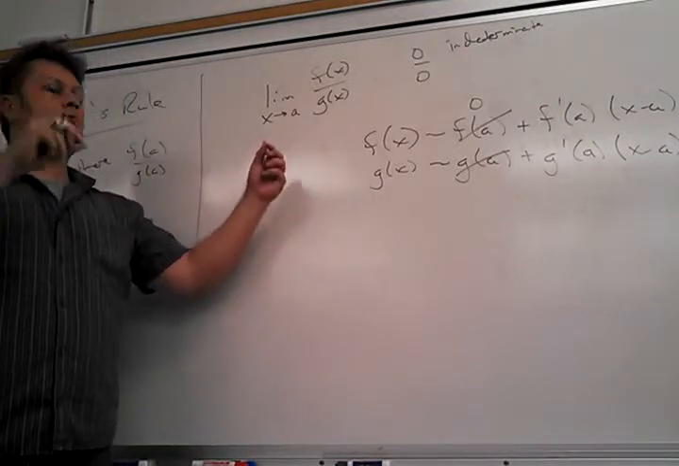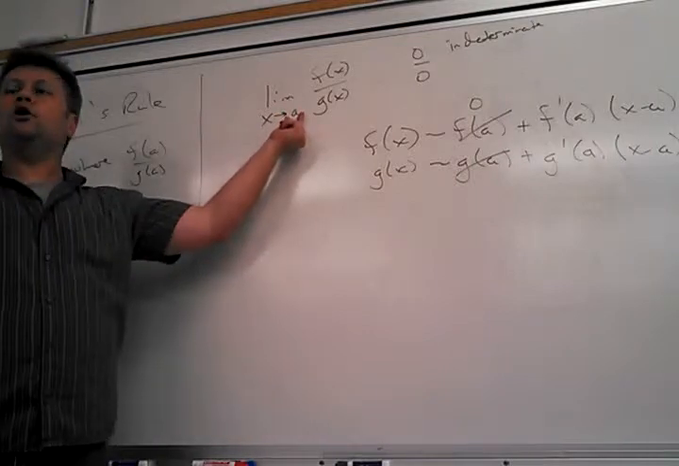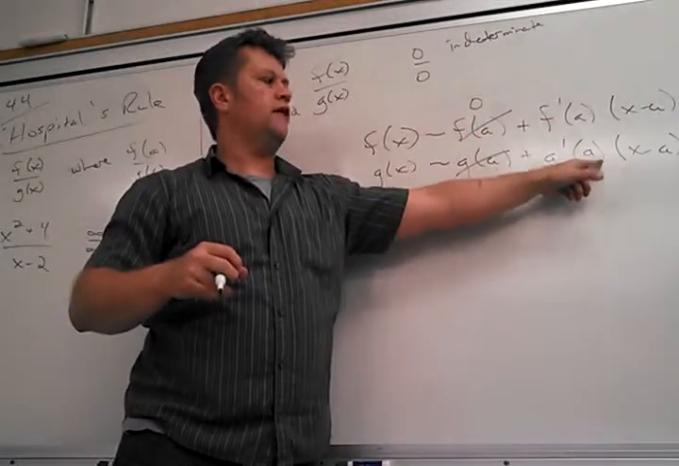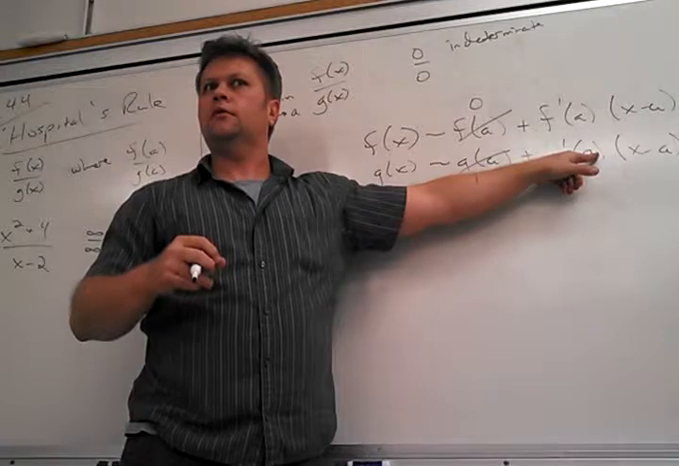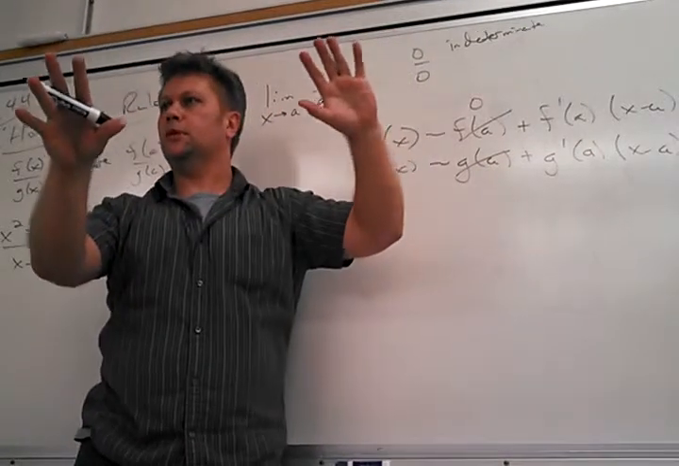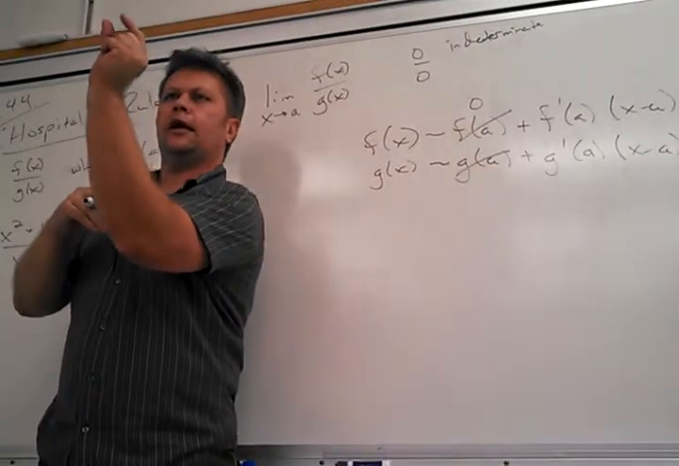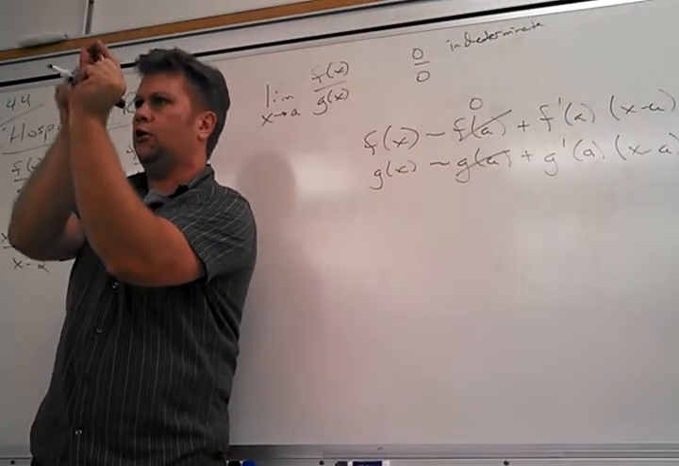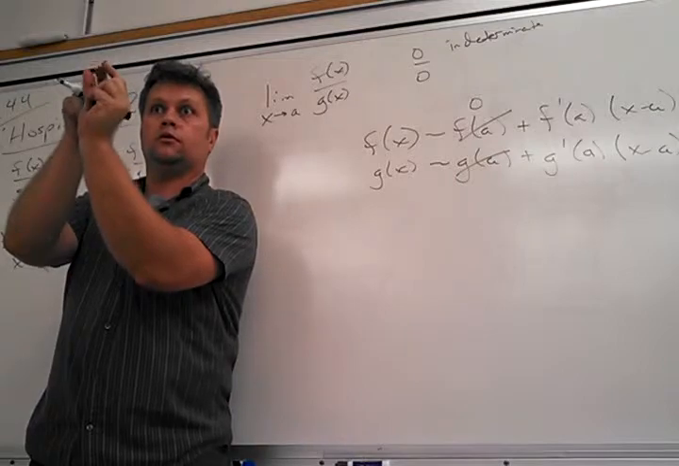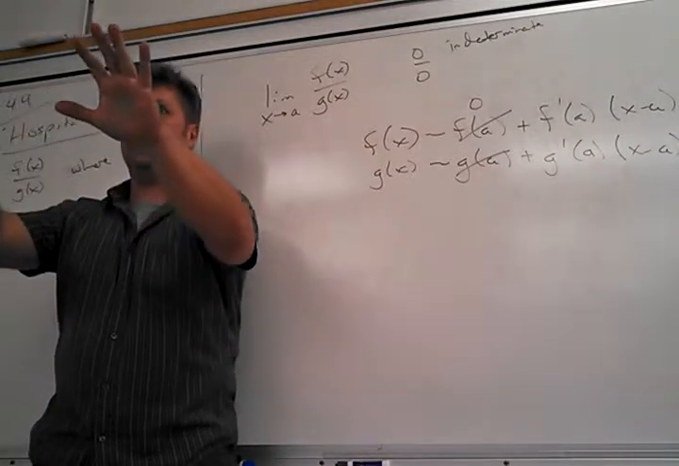So as long as I am close to A, these are valid. Are you with me? That's the whole idea of linear approximation. If I can find a linear approximation, there has to be some area around A where that linear approximation works. That's a good enough approximation. Is that cool?